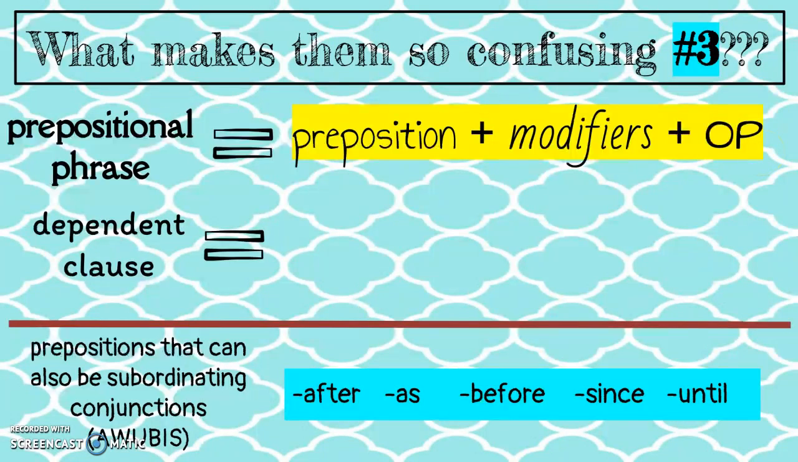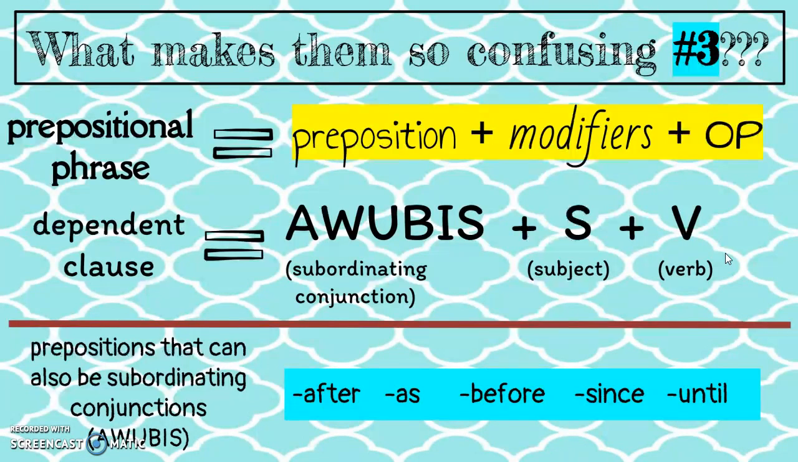Well, a dependent clause can look a lot like a prepositional phrase. The difference is the word at the beginning isn't a preposition anymore. It's called a subordinating conjunction. It looks like a preposition, but since there's a subject and a verb after it, it's doing a different job. Okay, and so together that whole group of words is called a dependent clause.